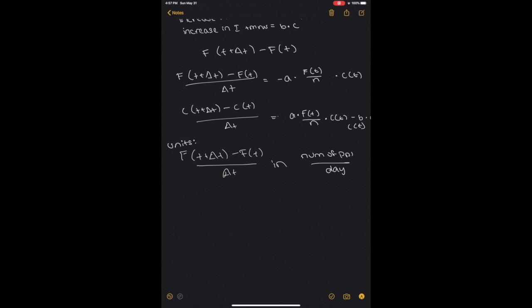Dividing both sides of the prior equation by n results in f of t plus delta t over n minus f of t over n, times 1 over delta t, is equivalent to negative a times f of t over n times c of t over n.